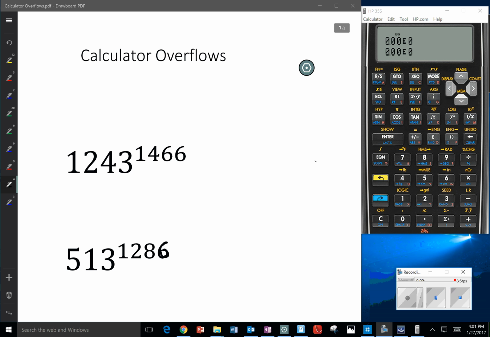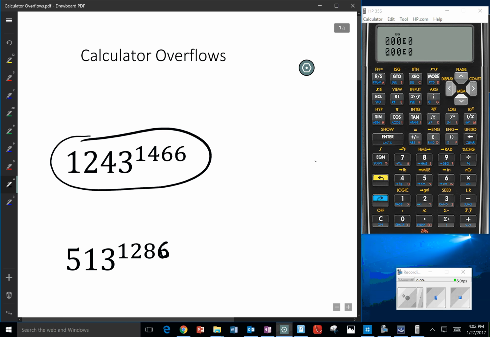Okay, today I'm going to teach you how to do a calculator overflow problem. The way you can spot a calculator overflow problem on the test is that if you try to do it, so let's look at this problem right here, on a calculator.